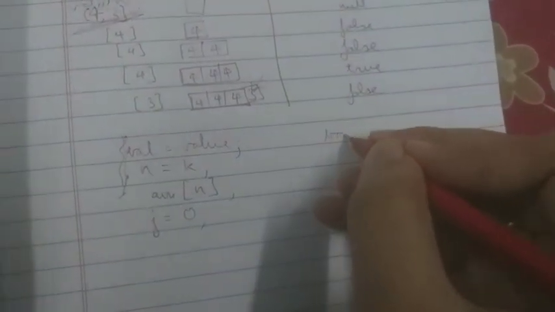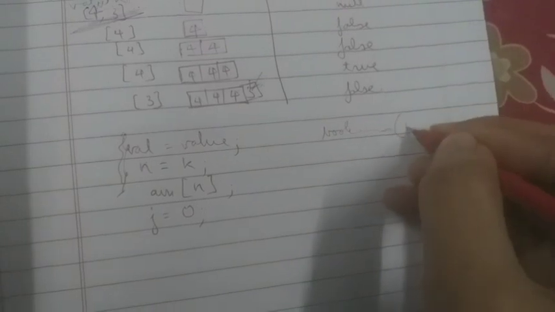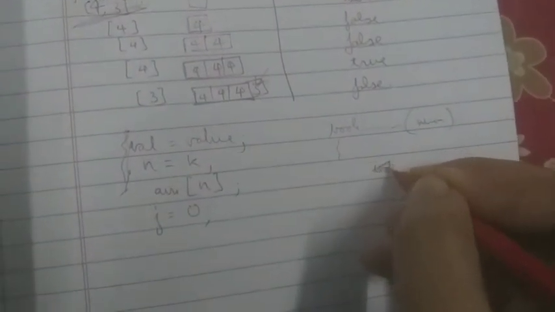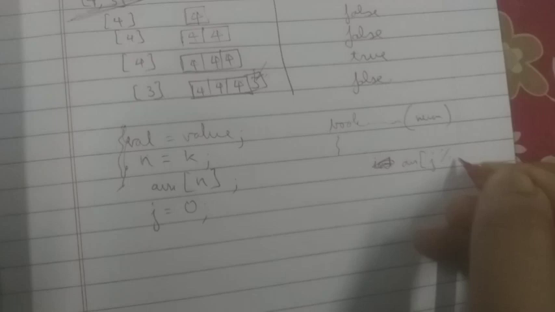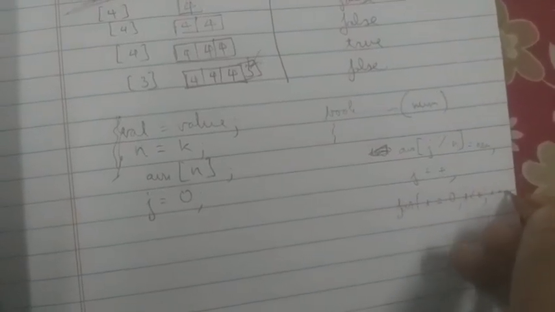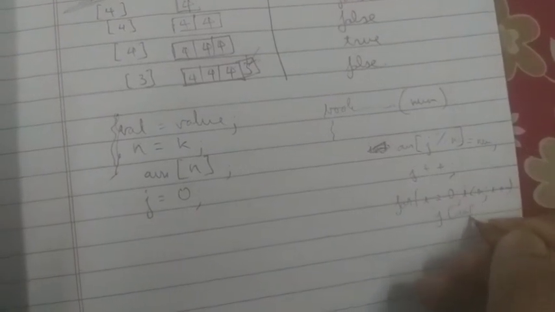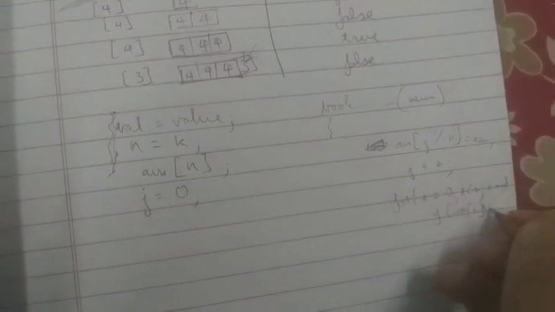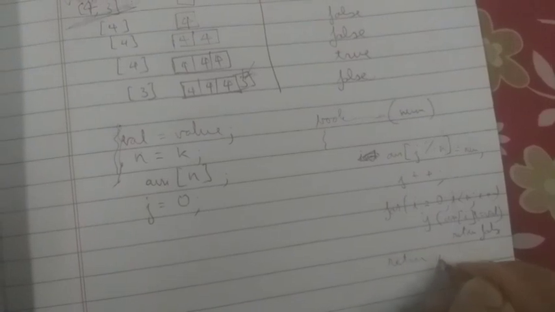And in the boolean function, whatever number is passed in, what we have to do is ARR of j mod n is equal to the number, and j plus plus. Then run a loop from i equals 0 to i less than n, i plus plus, and if ARR of i is not equal to value, then return false, else return true.